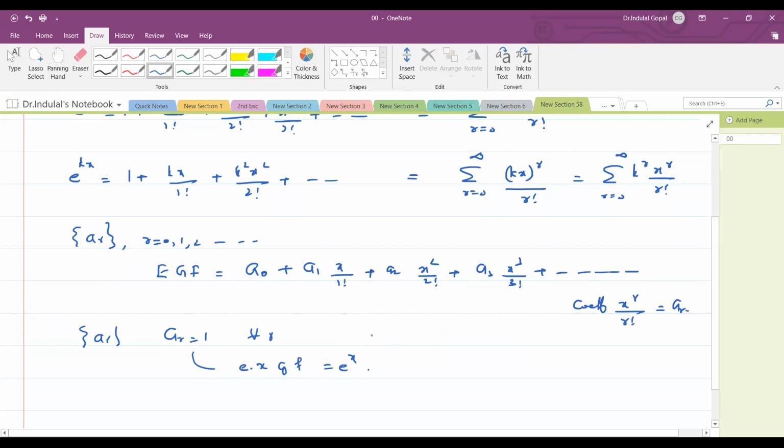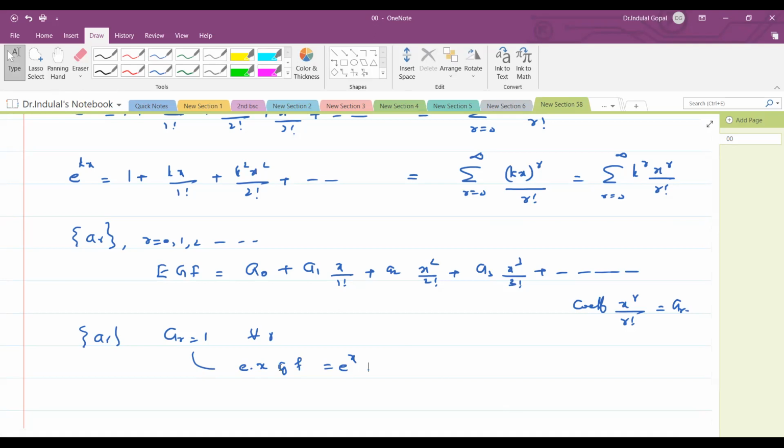That is why, generally, this series is known as the exponential generating function. So given a sequence a r, the exponential generating function corresponding to that sequence is given by a0 plus a1 x by 1 factorial plus a2 x squared by 2 factorial plus etc. Okay.